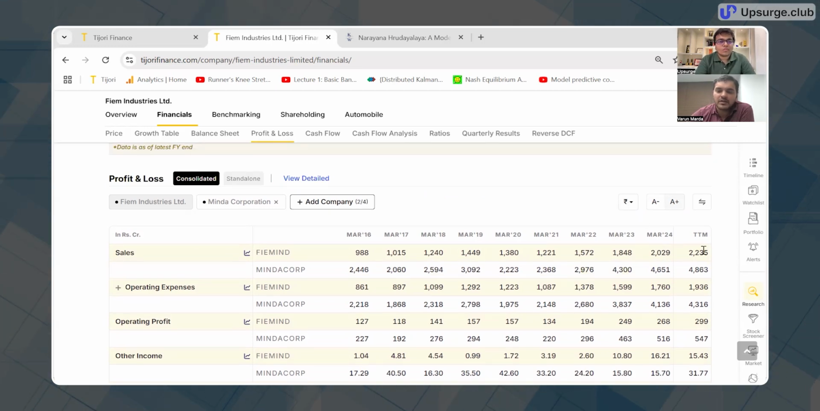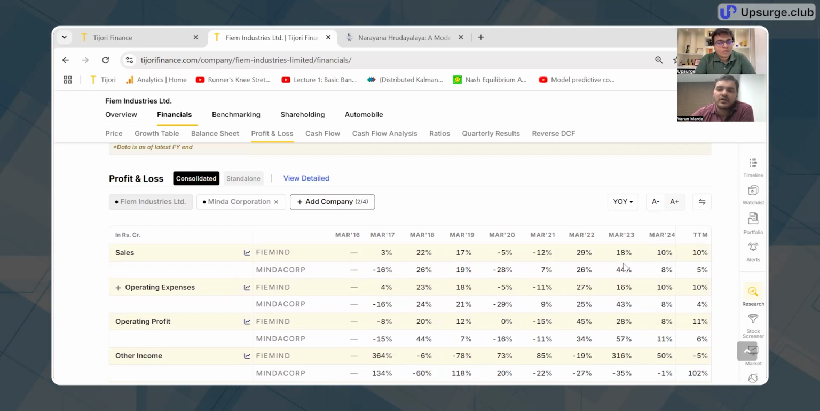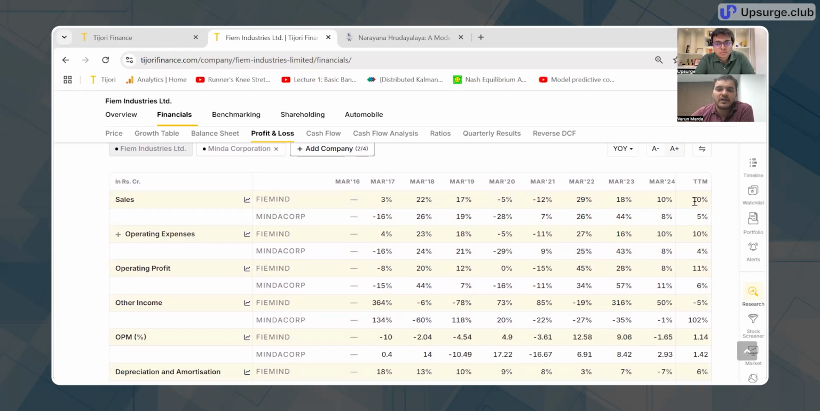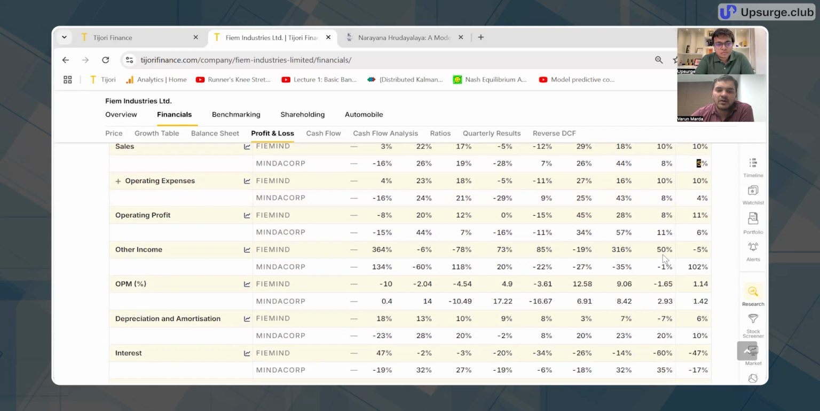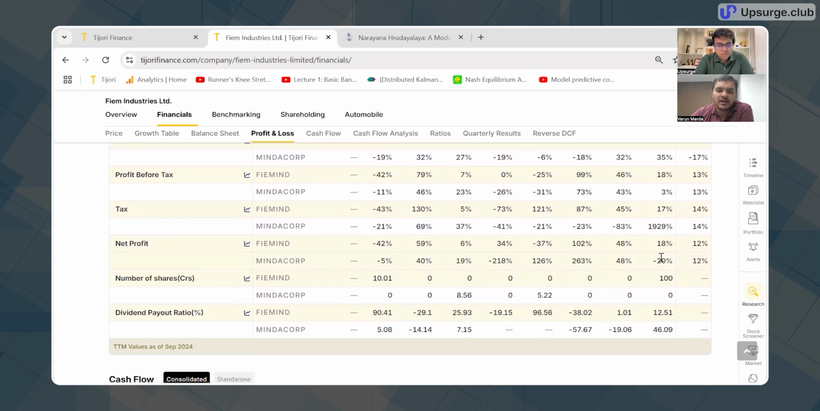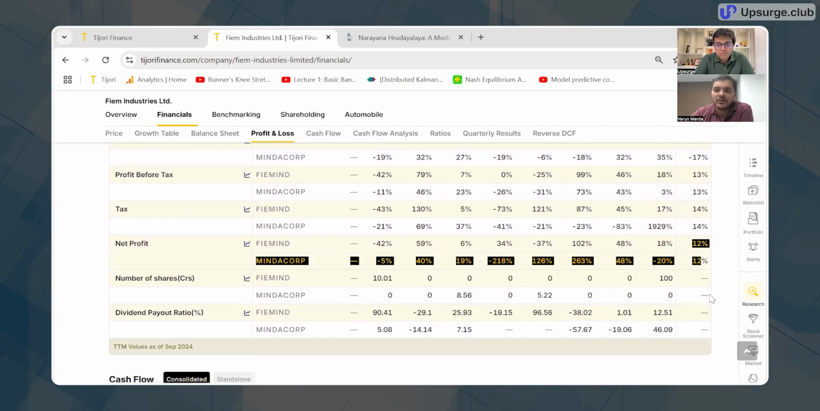Right now it's in the amount or rupees mode. I like doing this: I just click on year on year. So you can see the year on year growth of all these fields for FEME compared to Minda. What that means is we can see that sales of FEME, for example, are growing at 10%, but Minda is growing at 5%. Net profit is growing the same, though.